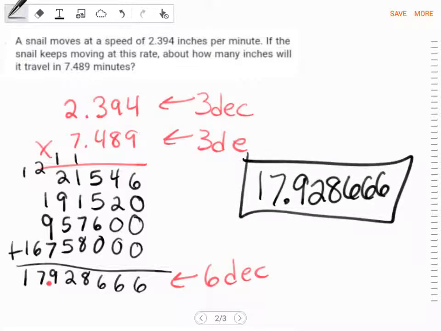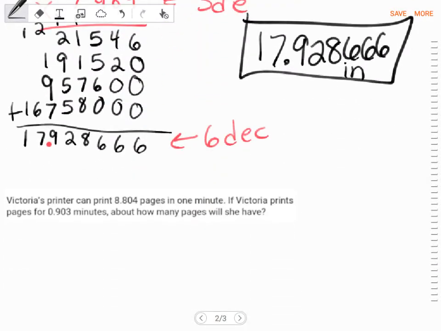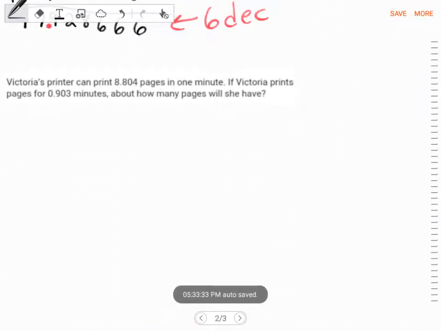And that's how many minutes. If we should be specific and say that's inches. That's what we're finding. So inches that the snail will travel in as many minutes as they asked us. All right, let's go on to the next one.